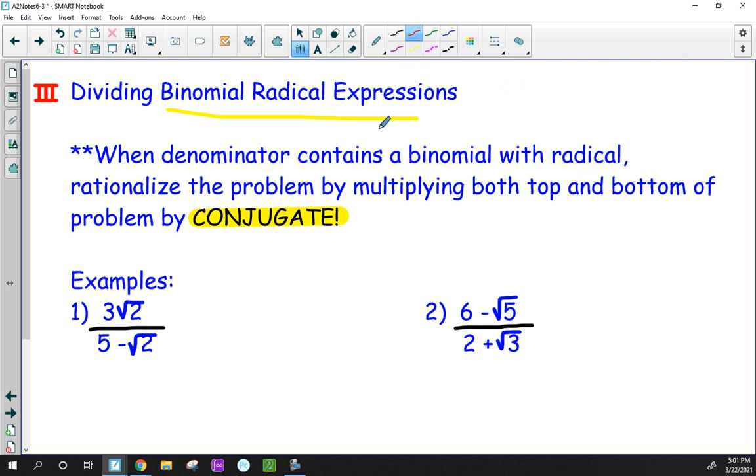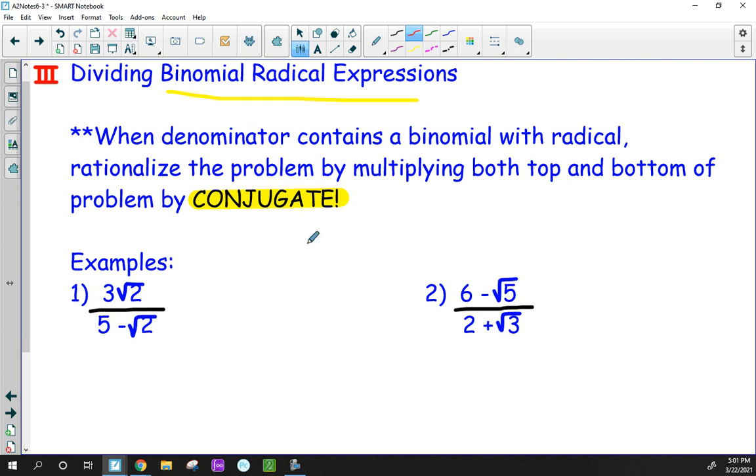by the conjugate. And remember from the past, we used this when we were doing imaginary numbers and complex numbers. Multiplying by the conjugate means changing the sign in the middle. So this is how it looks.